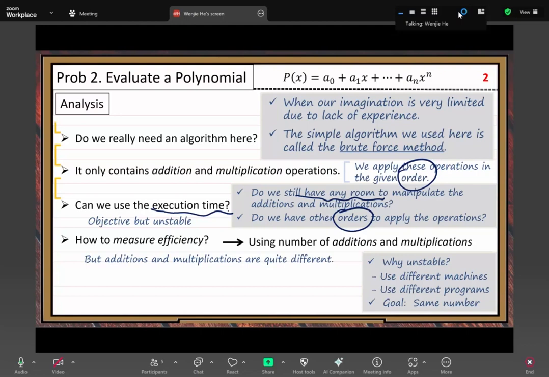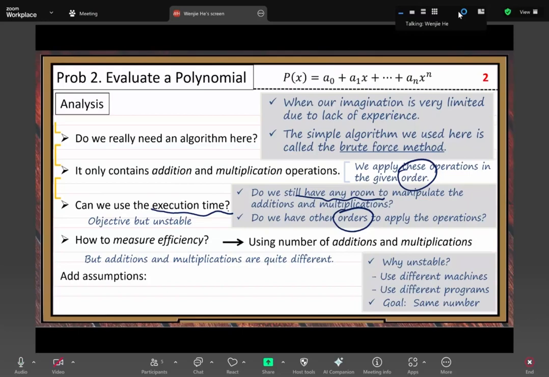But here, there is another difference we need to address. Addition and multiplication are quite different inside the CPU. When you do additions and multiplications, which one uses shorter time, do you think? Addition or multiplication? Addition. Multiplication uses more time. Addition uses less time in the computer CPU. So we also need to consider that factor.